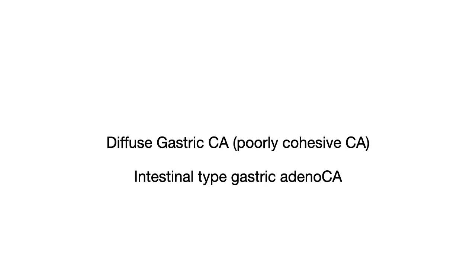What are the two common morphologic types of gastric adenocarcinoma? You have two subtypes, the diffuse gastric carcinoma, now known as poorly cohesive carcinomas, that arise from mutations of the CDH1 gene or the E-cadherin protein. And you have the intestinal type gastric adenocarcinoma arising from a pre-existing Barrett esophagus.